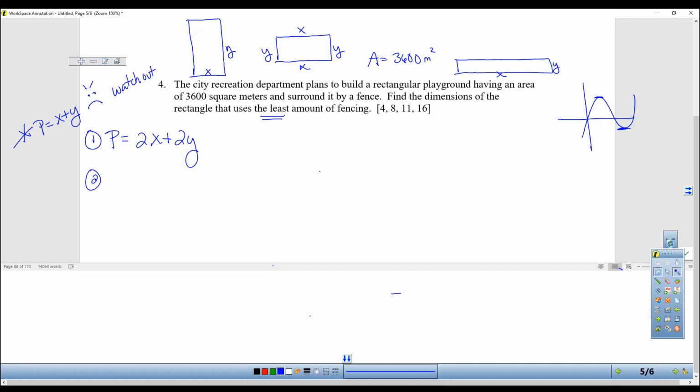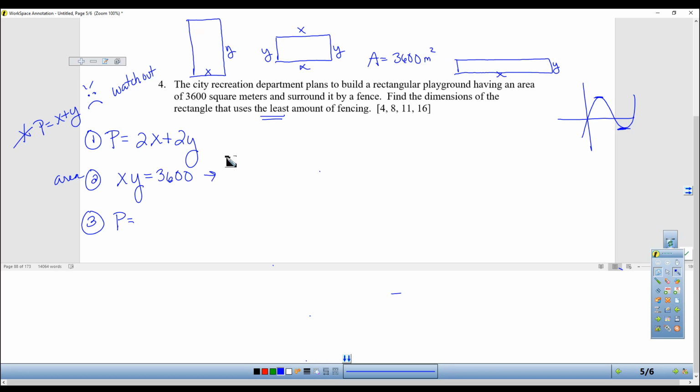Step 2, what are your constraints? So you're being constrained by the fact that they want the area to be 3,600. So x times y is going to be 3,600. Step 3, use the constraints to reduce the original equation to only one variable.